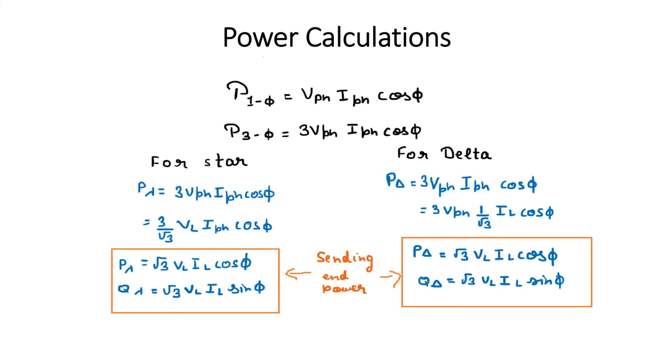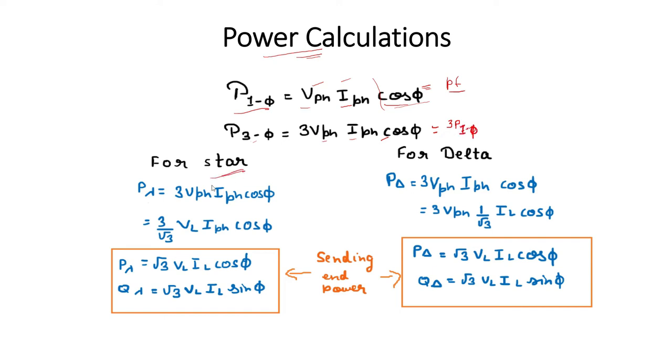Now we will do some power calculations. So for a single phase circuit, power is equal to V phase into I phase into cos phi, where phi is the angle between V and I. Cos phi is also known as the power factor. And then for three phase, power is equal to 3 into V phase into I phase into cos phi. So basically you can say that three phase power is equal to 3 into single phase power.